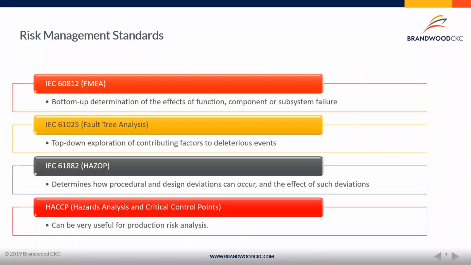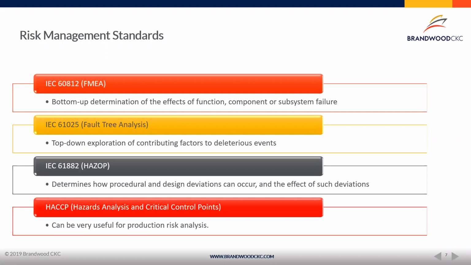We'll get back to 14971, but I want to just bring up a couple more standards that are around risk management. First one is IEC 60812. That's the FMEA, so failure modes and effects analysis. This standard is a bottom-up determination of effects based on the function, component, or subsystem failures. So really what this one does is it looks at where causes are for failures and then identifies those and applies the risk management strategy in a bottom-up approach.